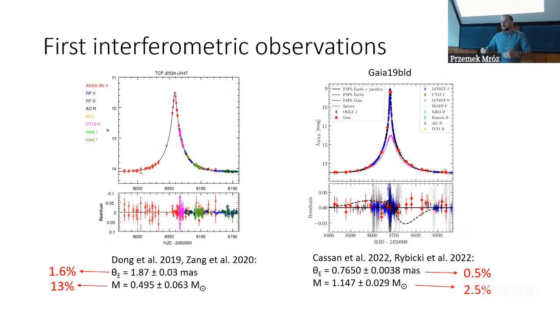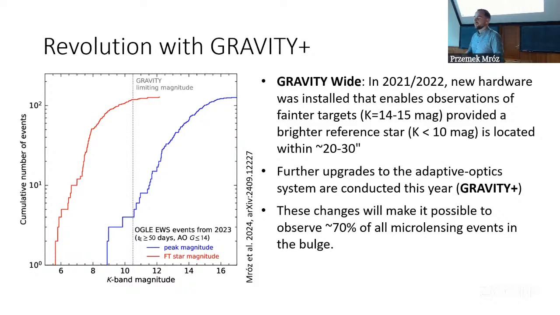But again, the problem was that we could use GRAVITY for observing only really bright microlensing events, which are extremely rare. So this shows the number of microlensing events brighter than some threshold magnitude. Typically every year we have maybe 2 or 3 microlensing events that are bright enough to be observable by GRAVITY.